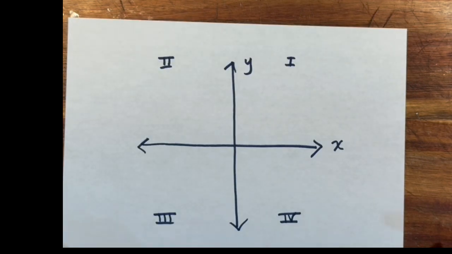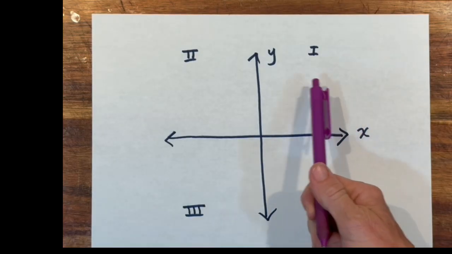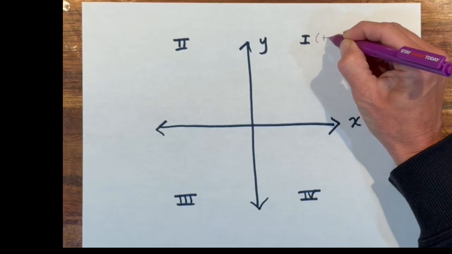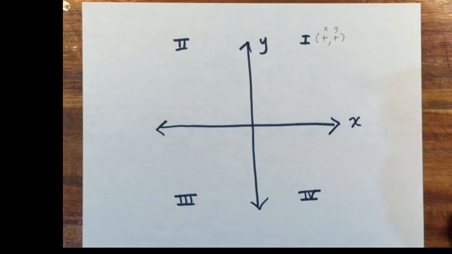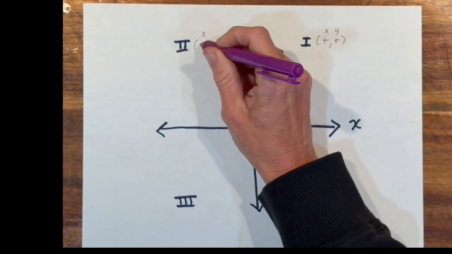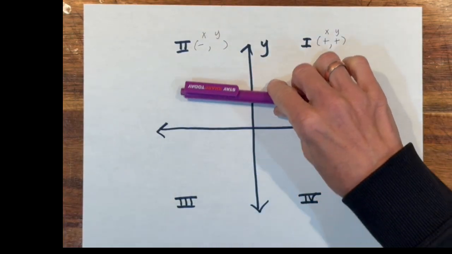The next thing you need to do is draw blank x and y axes. You'll notice that I am intentionally labeling the quadrants. Remember that this one is positive in terms of our signs, x and y. In quadrant 2, the x values are negative and the y values are positive.